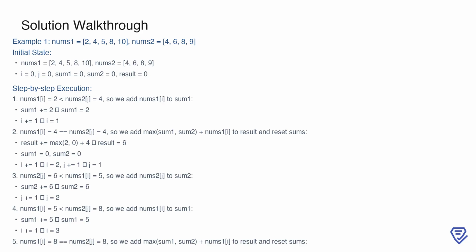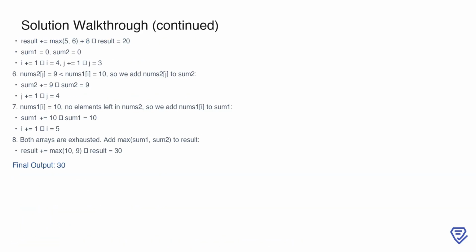Then, as nums1[i] at 5 is less than nums2[j] at 8, we add nums1[i] to sum1, updating sum1 to 5, and move i to the next position. Finally, when nums1[i] and nums2[j] both equal 8, we again add the maximum of sum1 and sum2, which is max(5, 6), plus the common element, 8, to the result, resetting both sums to 0 once more. At this point, the result increases to 20. We then increment both pointers, setting i to 4 and j to 3.